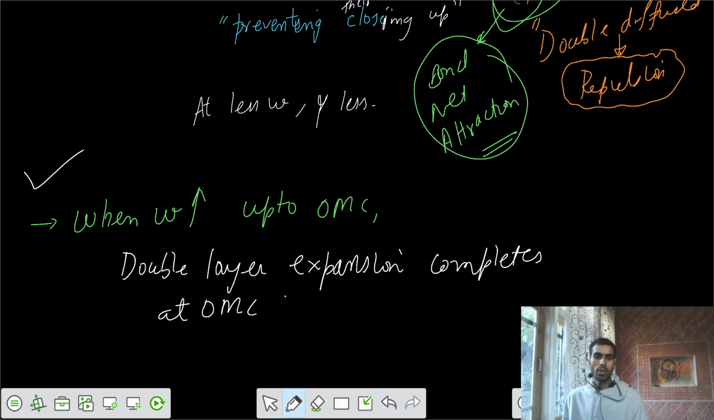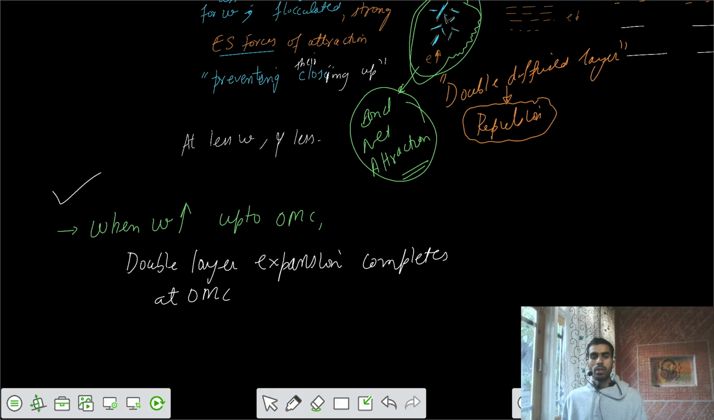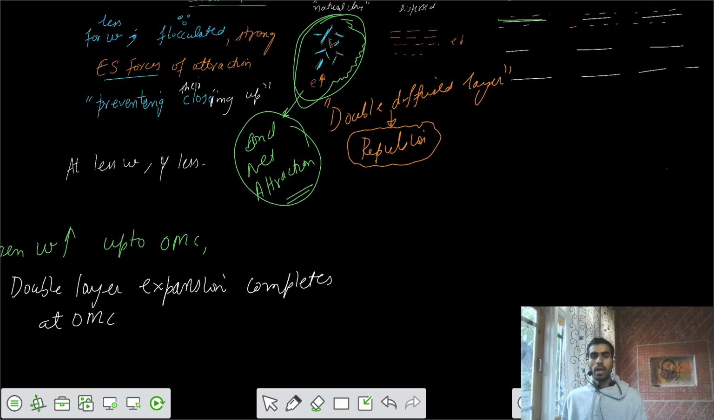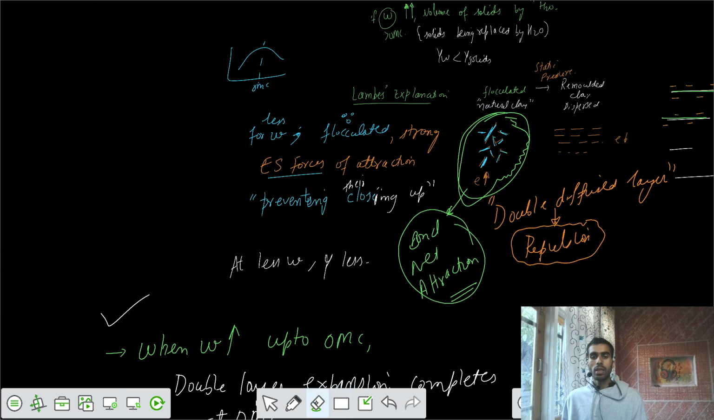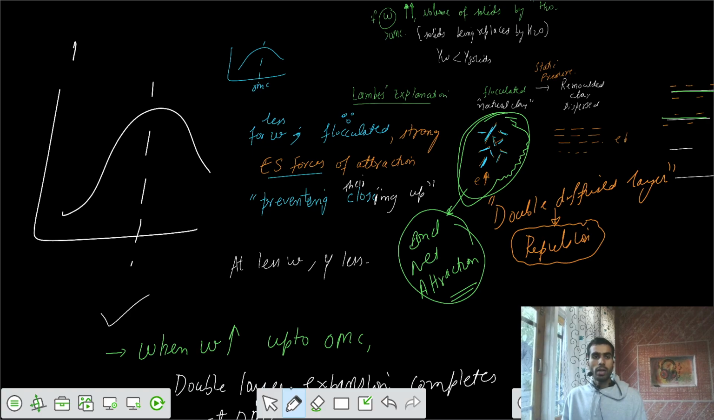So this is very important here. In the initial case, up to this point, your net force is attractive. Net force is attractive up to this point.